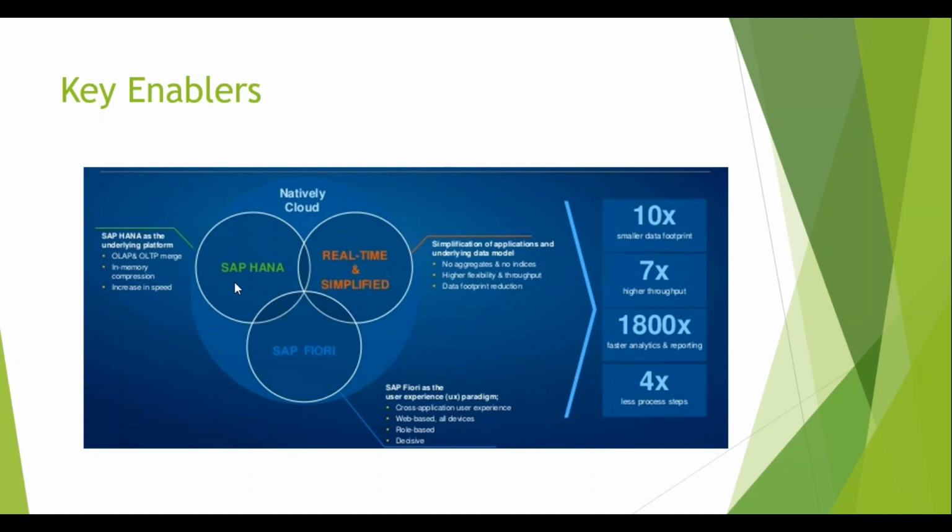Yes, so SAP HANA is providing the speed. SAP Fiori is providing you cross-application user experience. What is cross-application user experience? Today, if you are using, let's say, APO, EWM, and a normal ECC application, and you want to do a transaction in ECC, then a second transaction in EWM, and finally go to APO, these are three different systems. You need to log in to three different systems.